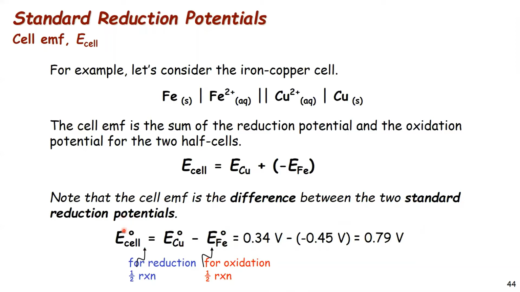So notice it's a standard cell potential. This is at 25 degrees Celsius, 1 atmosphere if gases are involved, 1 molar for the ions in solution. Okay, so this is the standard cell potential, and it is 0.79 volts. Okay, any questions about that?